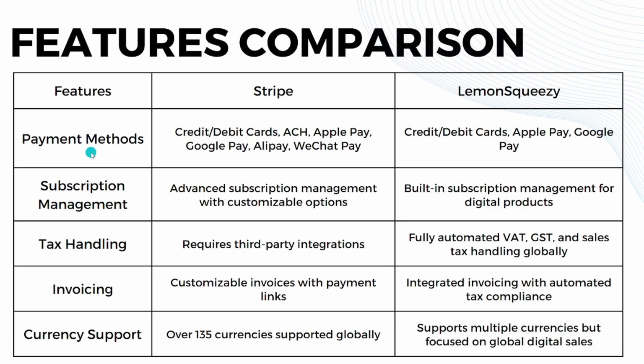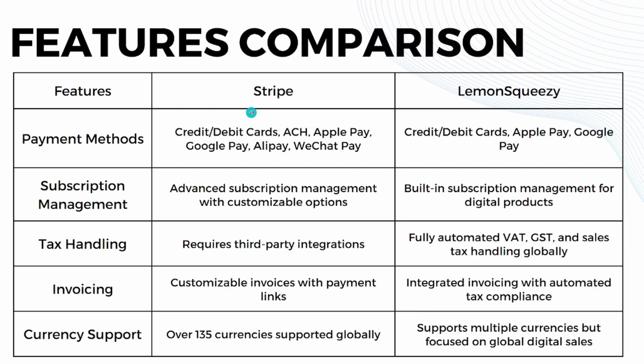When we talk about payment methods, Stripe offers credit and debit cards, ACH, Apple Pay, Google Pay, Alipay, and WeChat Pay, while Lemon Squeezy integrates credit and debit card payments, Apple Pay, and Google Pay. For subscription management, Stripe has advanced subscription management with customizable options, while Lemon Squeezy has built-in subscription management for digital products. For tax handling, Stripe requires third-party integration, as we discussed in the previous videos, and Lemon Squeezy has fully automated VAT, GST, and sales tax handling globally.